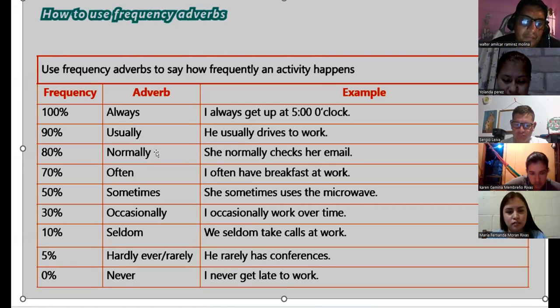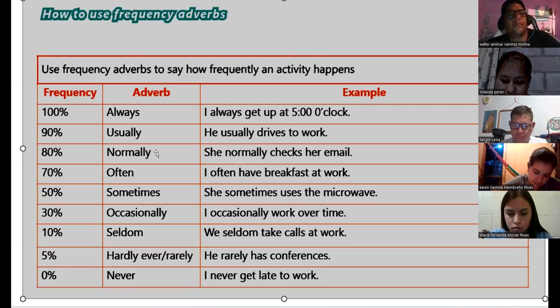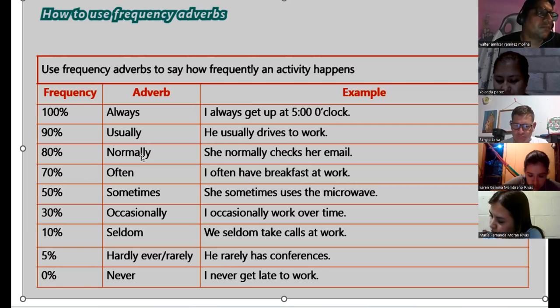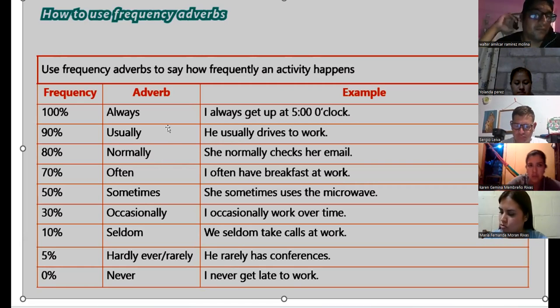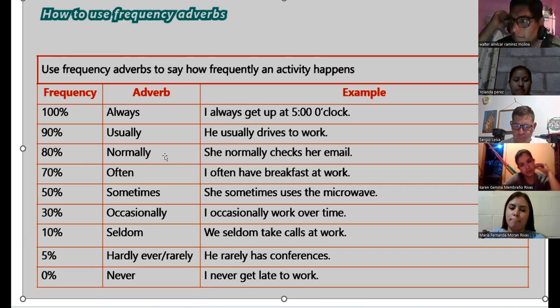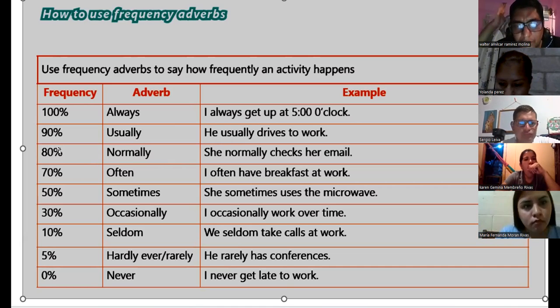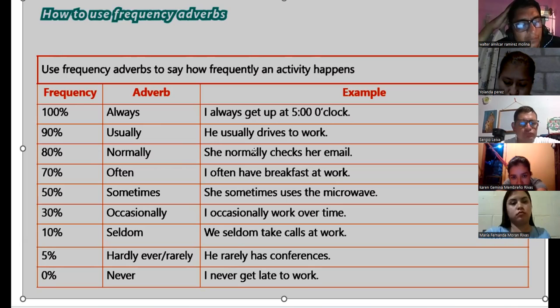Ahora, normally se usa cuando una situación está dentro de lo esperado, ¿verdad? Se parece mucho a usually, pero normally tiene la leve diferencia en que dentro de circunstancias normales se realiza la acción, ¿ok? Una circunstancia anormal haría que yo no realice esa acción, ¿ok? No es como el usually en ese caso, pero eso sería the 80% of the times. Okay, normally is the 80% of the times, yeah?